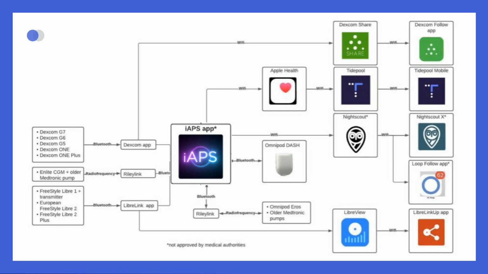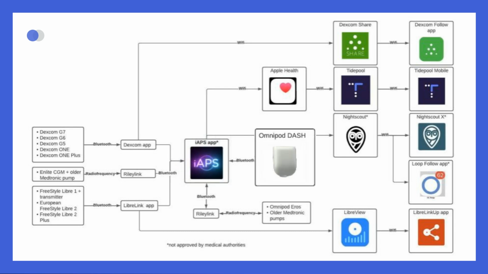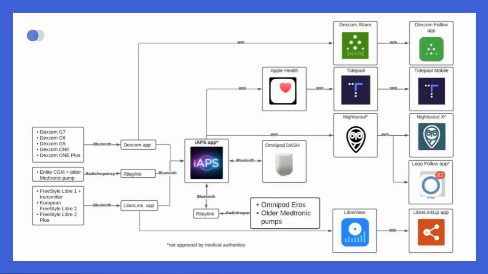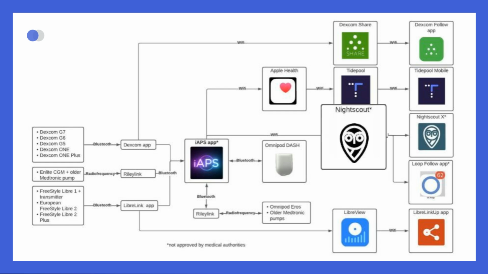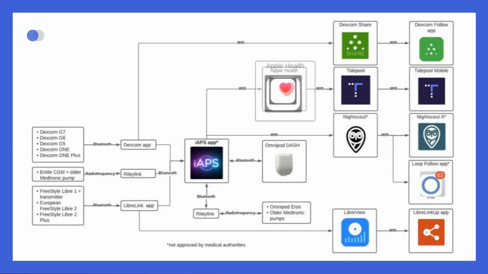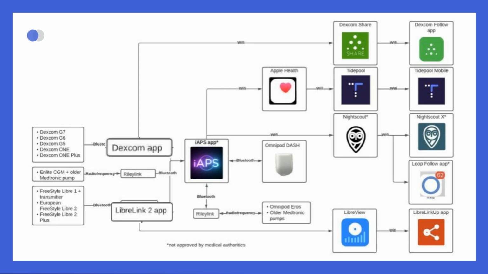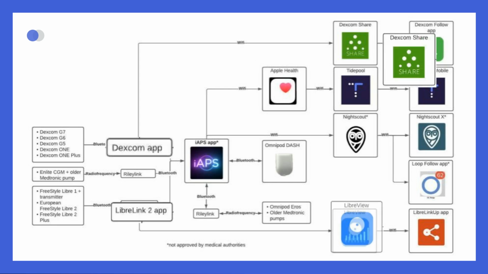iAPS calculates the required insulin dosage and sends it to your insulin pump, such as Omnipod Dash, Omnipod Eros, or older Medtronic pumps. The insulin pump delivers the necessary insulin and provides pump data back to the iAPS app. iAPS shares the glycemia and insulin data with Nightscout, which serves as the readout program. iAPS also shares this information to Apple Health, and the Dexcom and LibreLink app send glucose data to Dexcom Clarity and LibreView respectively.